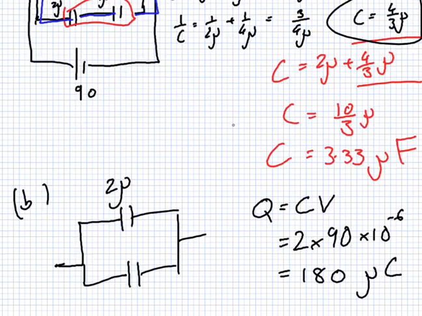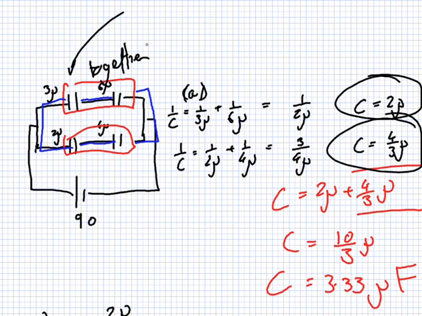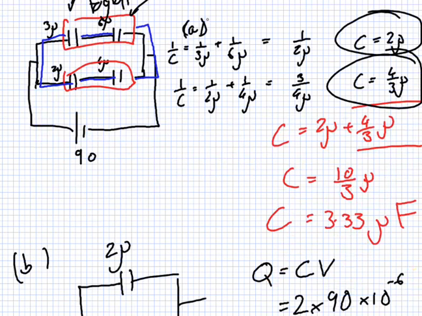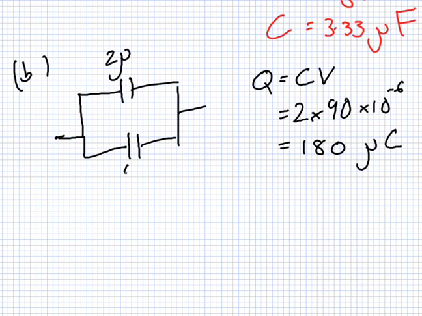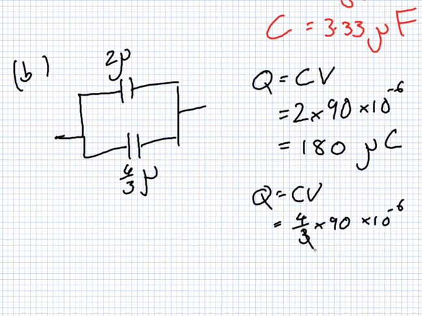That's the answer for this one and for this one, because remember, when they're in series, it should be the same charge. You can do the same thing down at the bottom. This is 4/3 micro. So Q equals CV, which is 4/3 times 90 times 10 to the minus 6. So that goes in there 30 times, 120 microcoulombs.